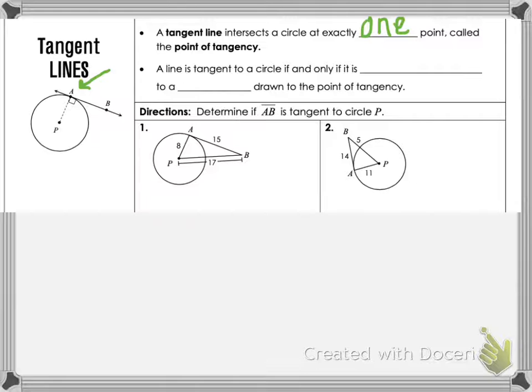A line is tangent to a circle if and only if it is perpendicular. You guys remember what perpendicular means? A shortcut symbol for perpendicular would be this right here. It's when a line hits another line at a 90-degree angle. And a line is tangent to a circle if it's perpendicular to a radius drawn to the point of tangency.